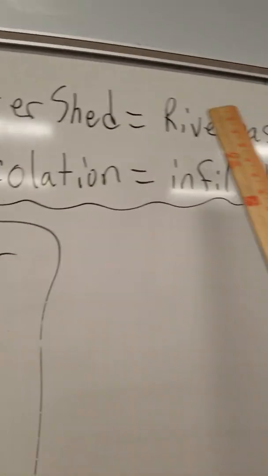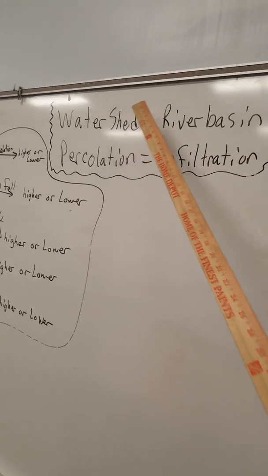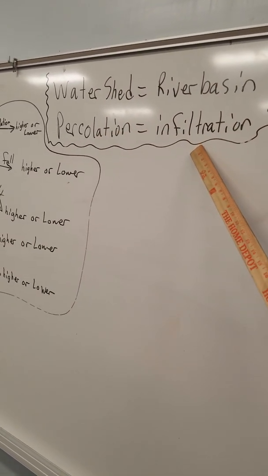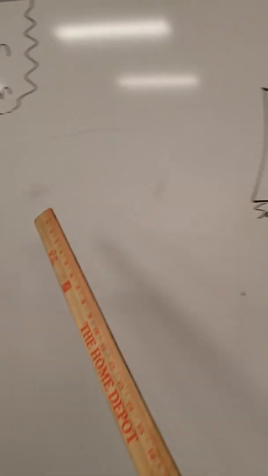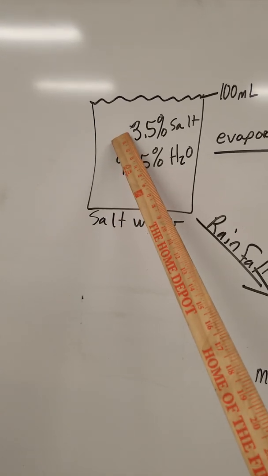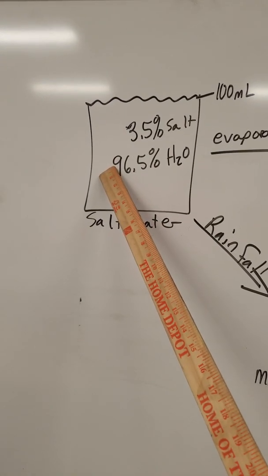All right, here again, some vocabulary. Watershed and river basin are the same thing. Percolation and infiltration are the same thing. All right, here we have a beaker that contains ocean water. Ocean water is 3.5% salt and 96.5% H2O.